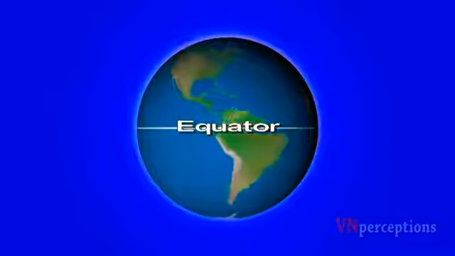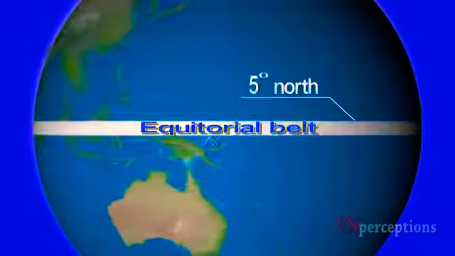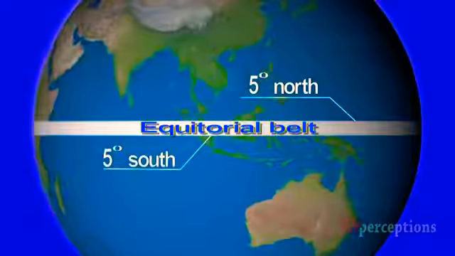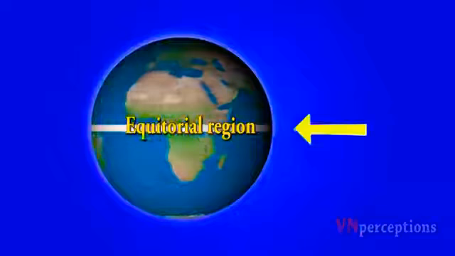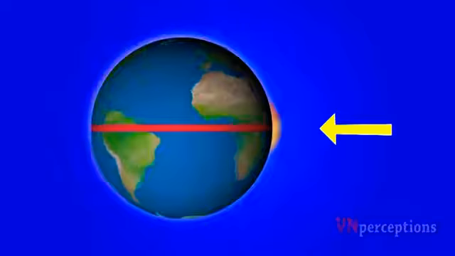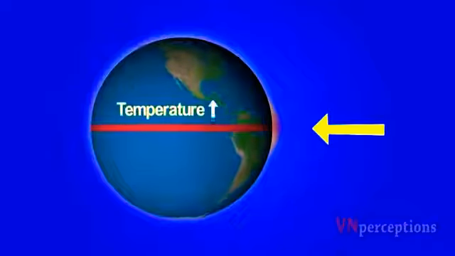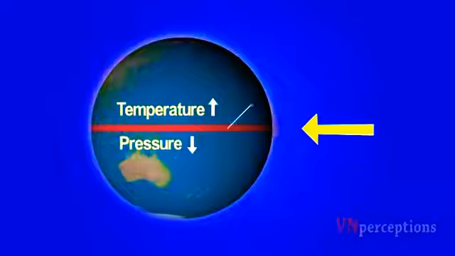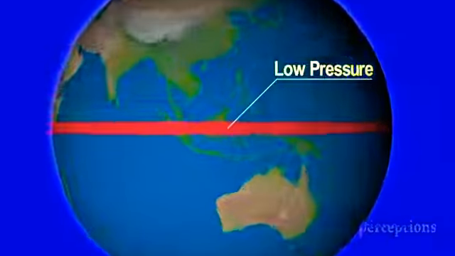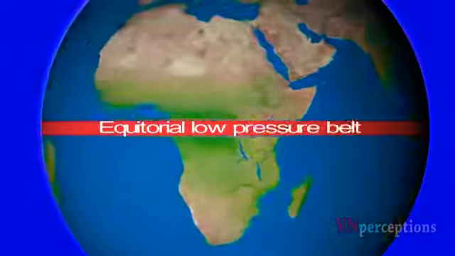The equator divides the globe into the southern hemisphere and the northern hemisphere, and the equatorial belt extends up to 5 degrees north and 5 degrees south. The equatorial region receives nearly vertical rays of the sun, and this heats up the air near the equator. When temperature increases, pressure decreases. So, along the equator we have low pressure, and we call this region the equatorial low pressure belt.